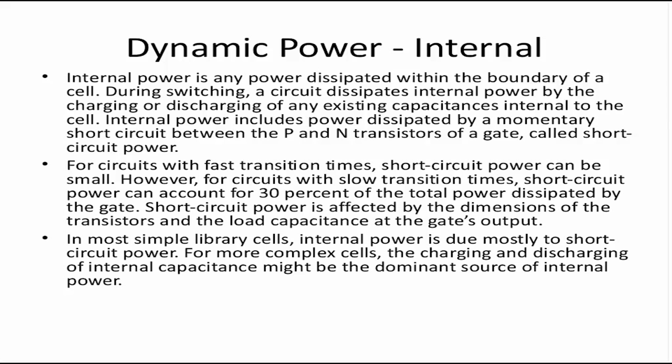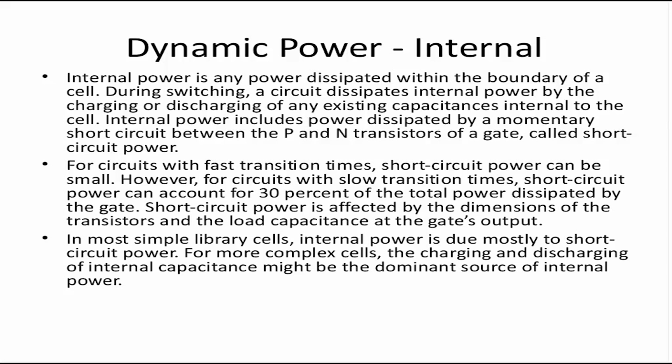Now, internal power depends a lot on the transition times. If the transition times are faster, the overlap window during which the P network and N network are simultaneously on is shortened. But for slower transition times, you can actually draw the diagram and see, this overlap time expands. If you have slow transition times, it can consume up to 30% of the total power dissipated, which is very significant.